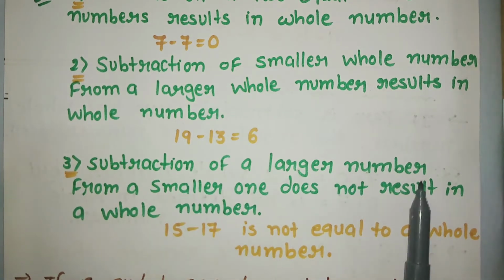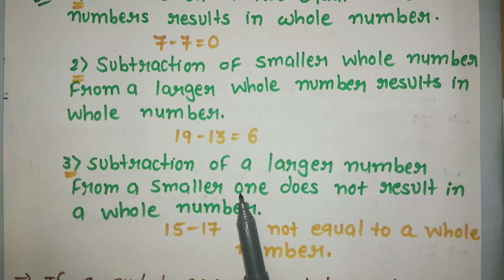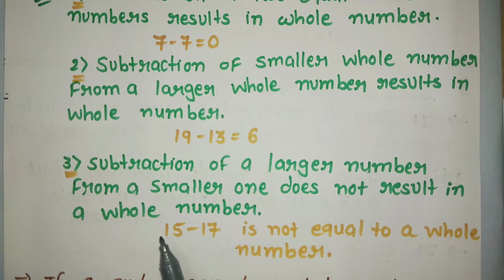Subtraction of a larger number from a smaller one. Smaller number minus bigger number, 15 minus 17, is not equal to a whole number. Listen, it is possible. 15 minus 17 is possible, but till now we have studied only whole numbers. If I subtract these two numbers, then I will get an integer. Right now, integers are not in our syllabus.